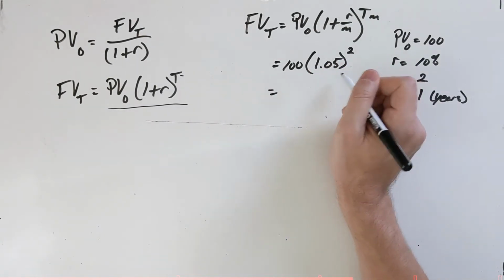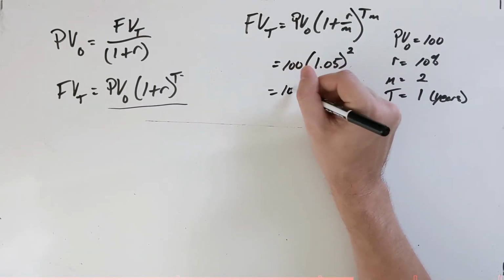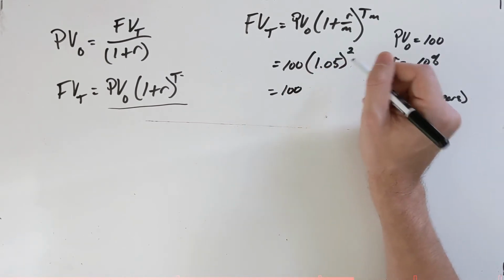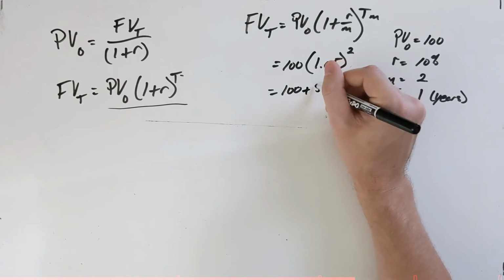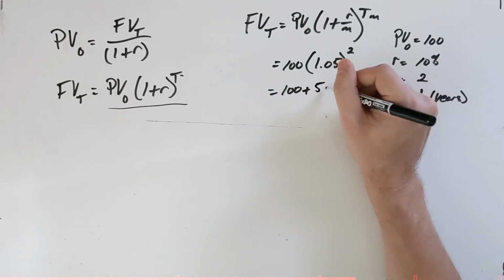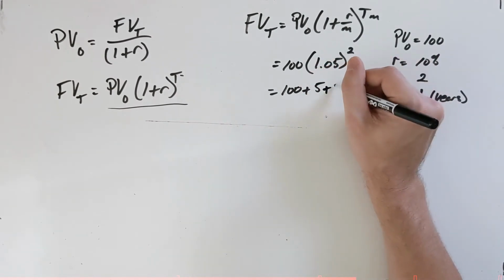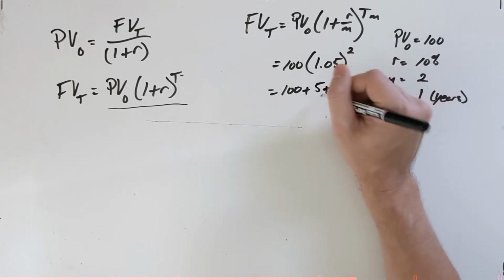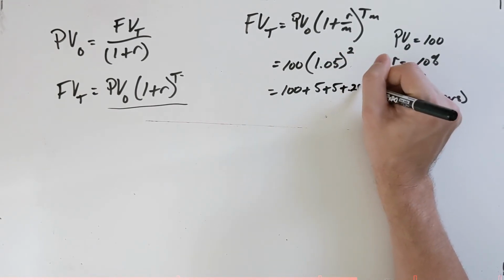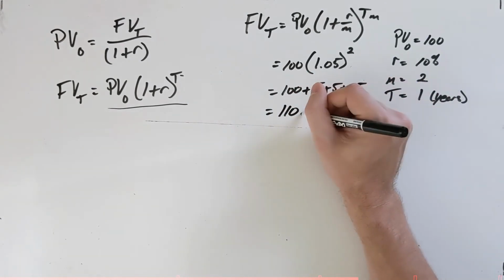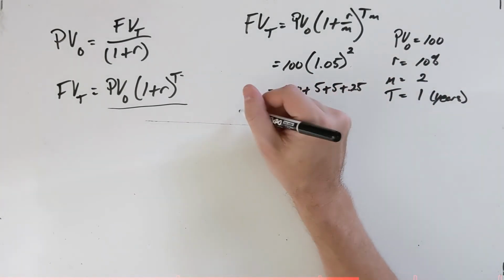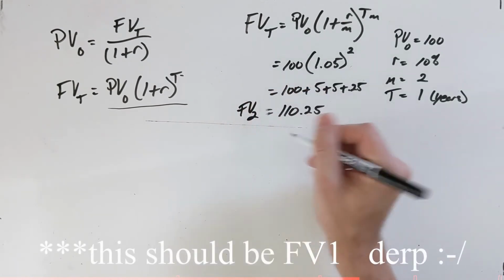Okay, well, what are you going to get? You're going to get $100 back. There's going to be a $5 return for the lender in the first 6 months, and then in the second 6 months, there's 5% interest on the 100, and there's 5% interest on the 5, which is 25 cents. You add all this up, it's $110.25, and that is how much you would owe after the year.